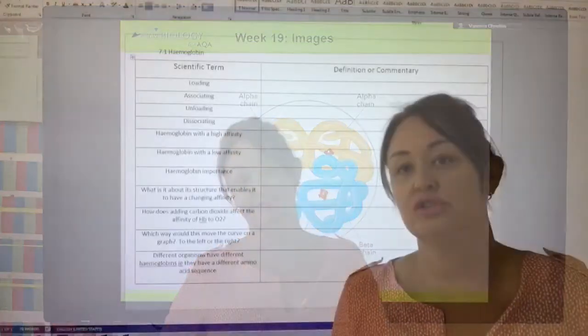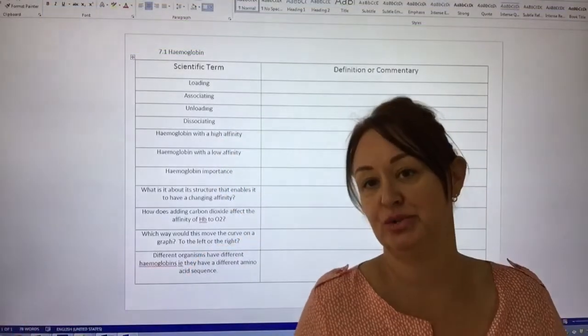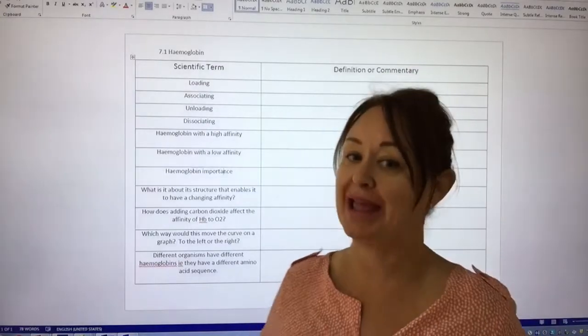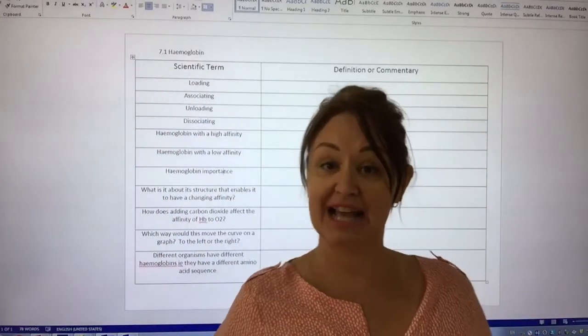through the lesson. So here's a worksheet I'll be asking my students to do, and what I want is a definition or a commentary, some statement that explains each of these. So let's have a little look.